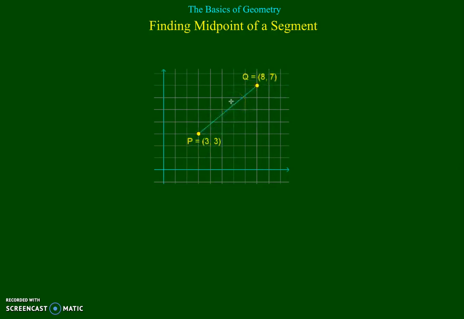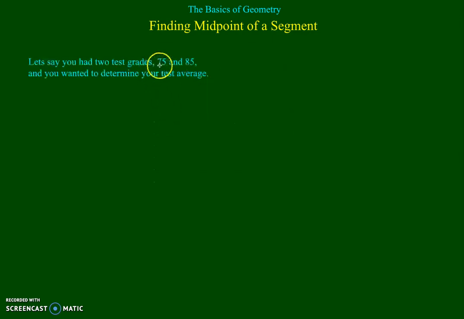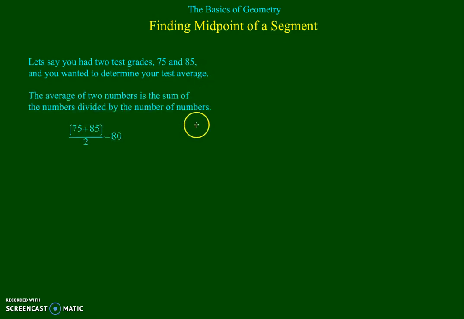So let's just assume, for the sake of discussion, that you took 2 tests and your test grades were 75 and 85. And let's further say that you want to determine your test average. Well, you may or may not know that the average of any 2 numbers is the sum of the numbers divided by the number of numbers. So in this case, we have 2 numbers, so we add 75 and 85, and then we divide that result by 2. And that gives us 80.